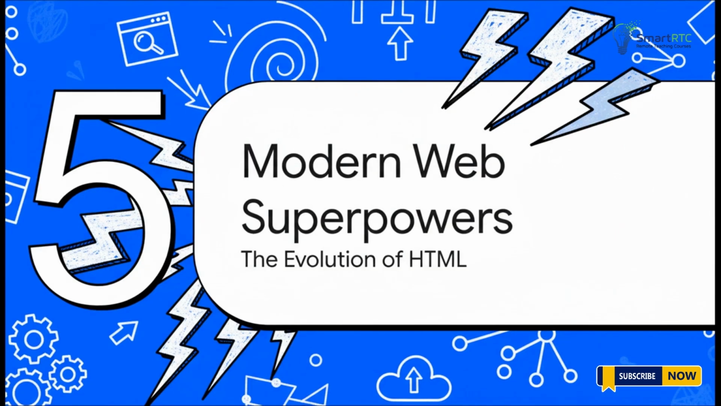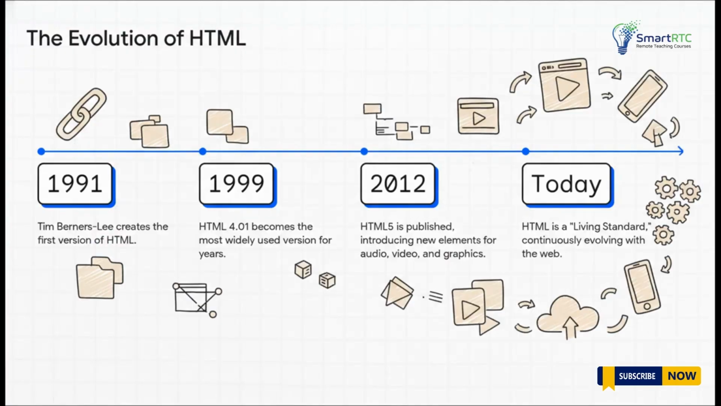Let's move on to the modern web's superpowers. Because HTML hasn't just been sitting still all these years. It's evolved and gained some pretty amazing new powers. I mean, it started out as a super simple way to share text documents. But look at it now. With HTML5 and what's called the living standard, it's constantly evolving. It now natively supports the rich multimedia we expect today, like putting video or audio directly on a page without needing some clunky old plugin.